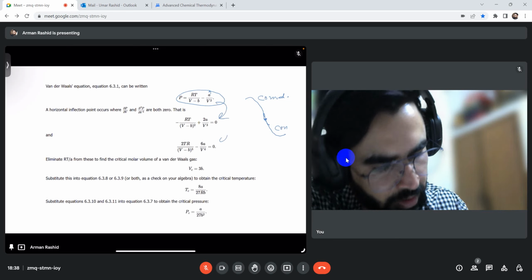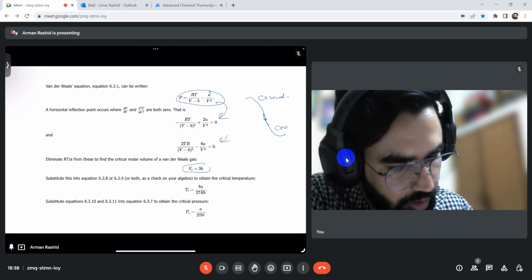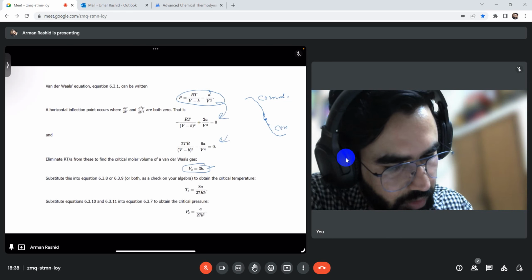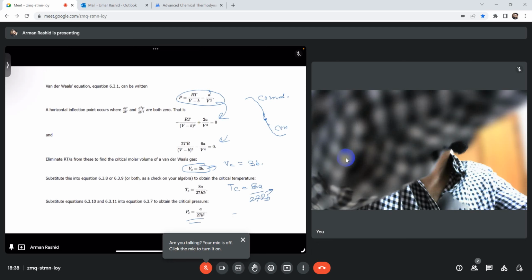From this van der Waals equation of state we get the critical constants. Critical volume is equivalent to 3 times the van der Waals constant b. Critical temperature is equivalent to 8a by 27Rb, where R is the ideal gas constant, and the critical pressure will be given by a by 27b squared.